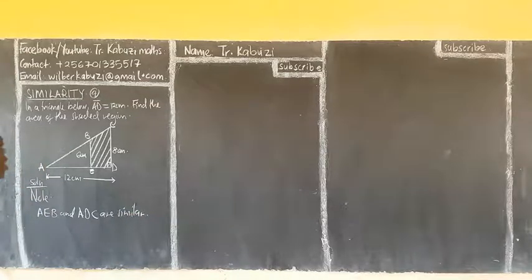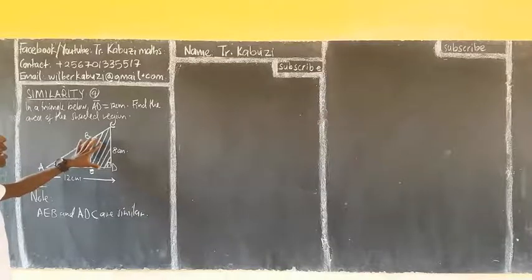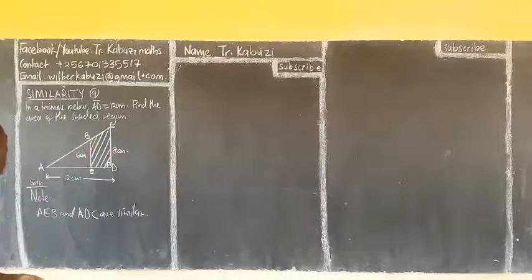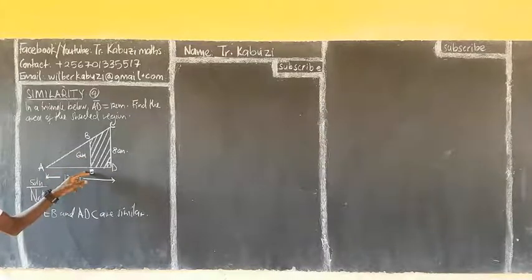If they are similar, what am I doing? Now what I'm going to do is get the area of the big triangle, then minus the area of the small triangle. I'll be having the area of the main triangle. But to get the area of this small triangle, I'm missing its height. So what does it mean? I'm going to use similarity now.